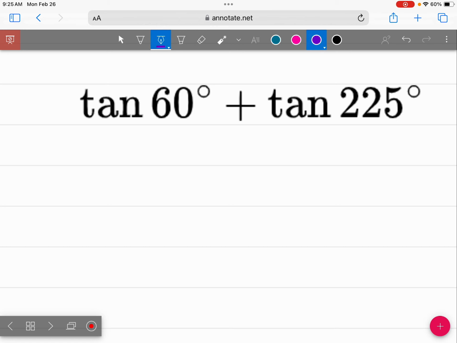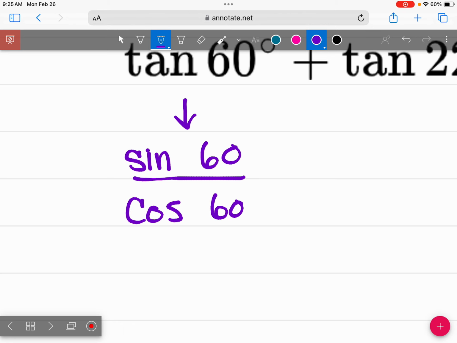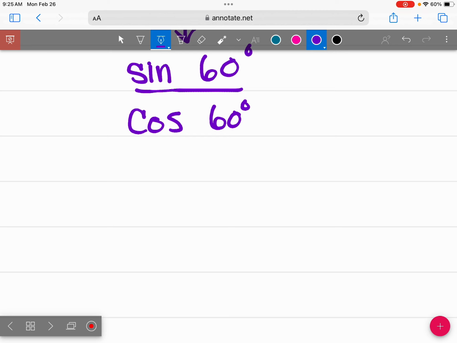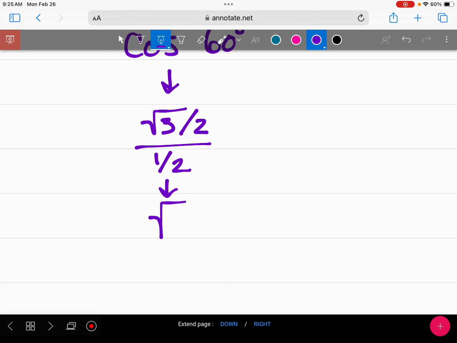How about the tangent of 60? What's tangent of 60? If you need to, you can also come in here and do your sine of 60 over the cosine of 60. If you do it that way, you get square root of 3 over 2 over 1/2, which gives us a value of the square root of 3. So you don't have to take this middle route to do it, but that is what we did to get the tangent of 60 being the square root of 3.